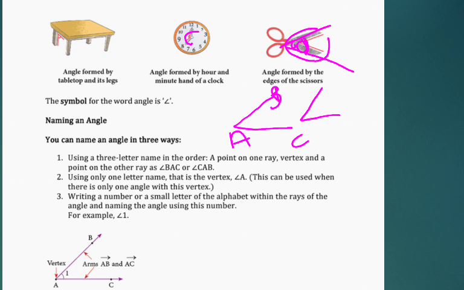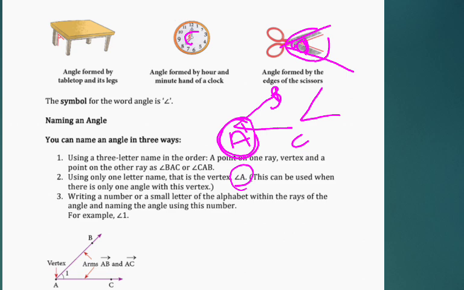Using only one letter name, it represents this point only, no? This represents this point. So if you are marking this angle only, you can represent it as angle A instead of BAC. So angle A is also a correct way of naming your angle, right?